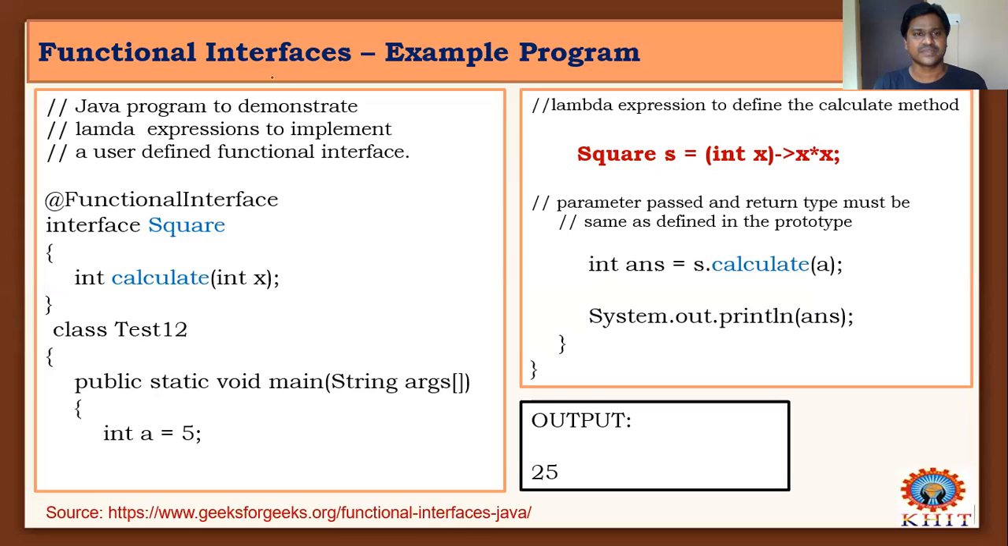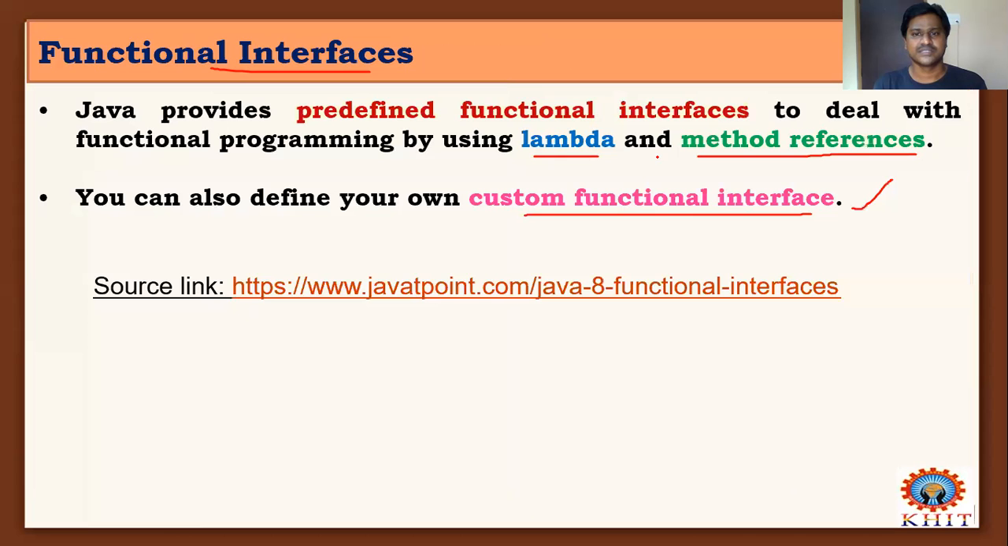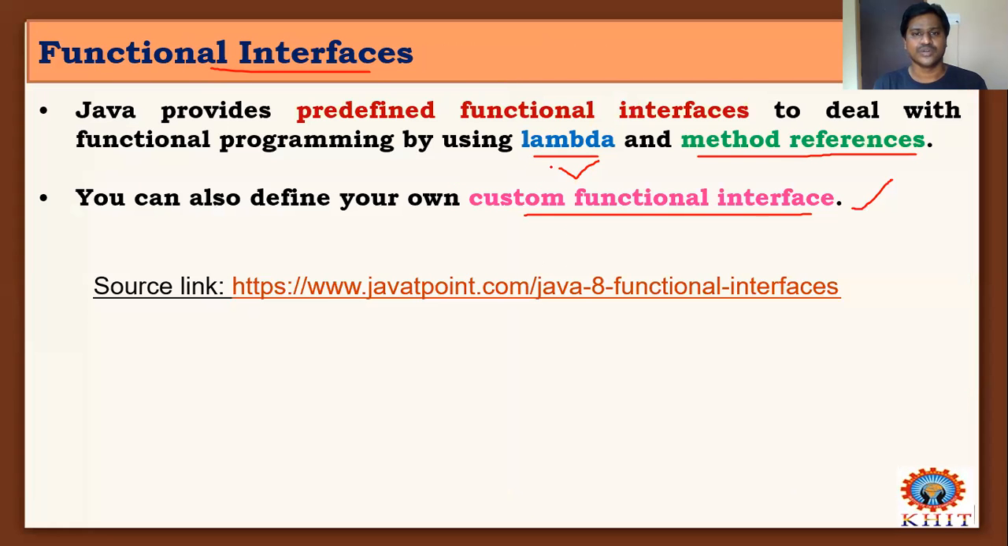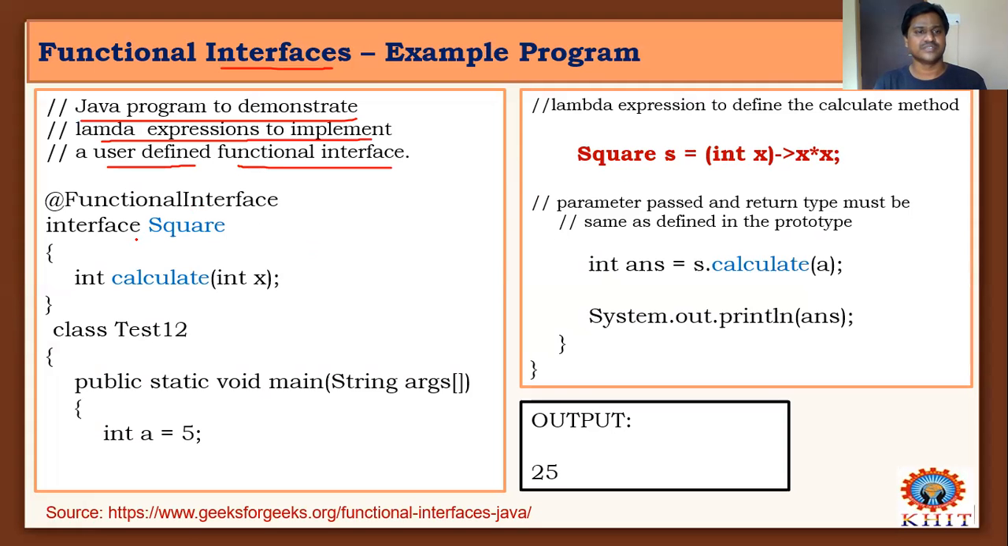Next, coming to the example from the point of view of lambda and method references specifically. Here is a Java program to demonstrate lambda expressions implementing a user-defined functional interface. It means you are allowed to create lambda expressions and user-defined functional interfaces. Both are covered here. One functional interface is declared in my program, and that is Square.